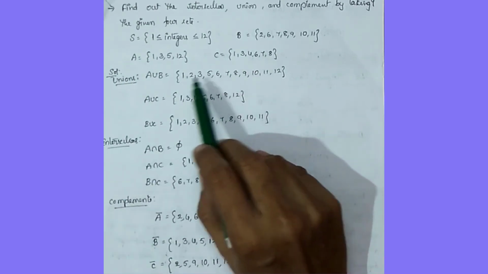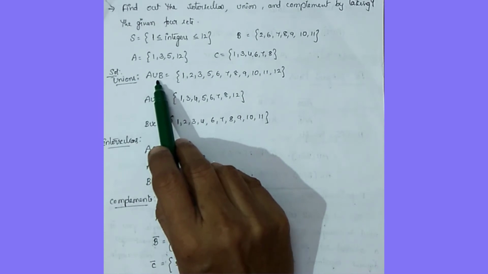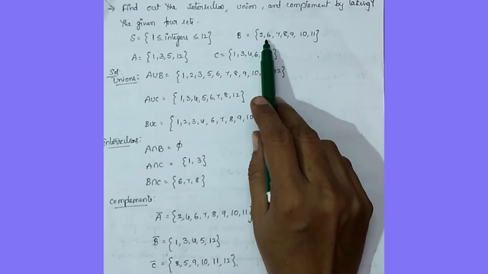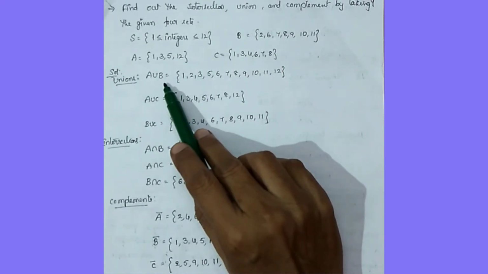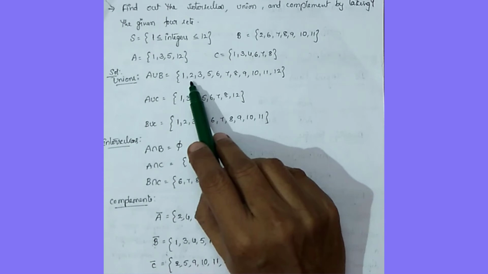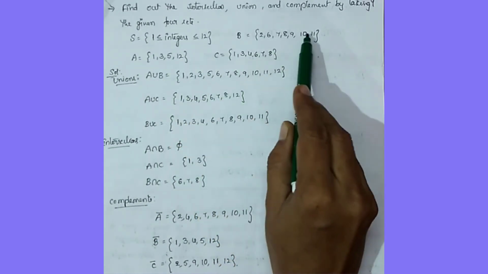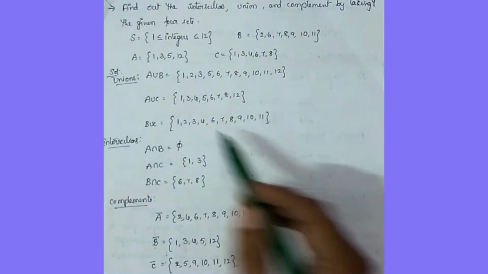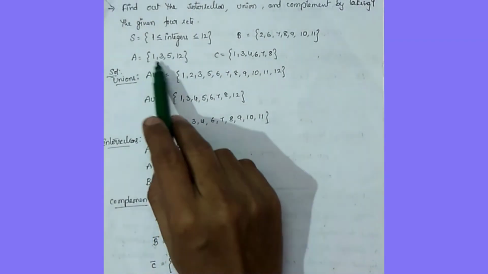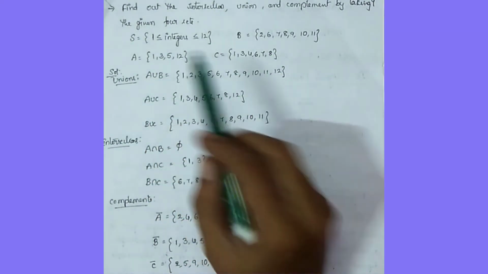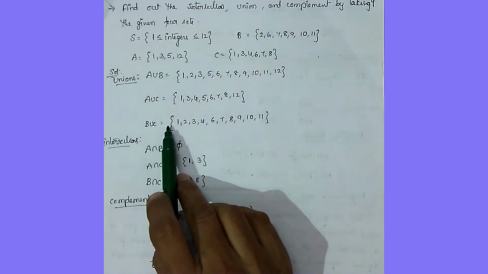Okay. So see here, A union B. A union B means it consists of all elements present in both A and B. So 1, 3, 5, 12 are the elements in A. These are the elements in B. So if you see A union B, see here 1, 2, 3, 5, 6, 7, 8, 9, 10, 11, then 12. Same way A union C is 1, 3, 4, 5, 6, 7, 8, 12. Same way your B union C.